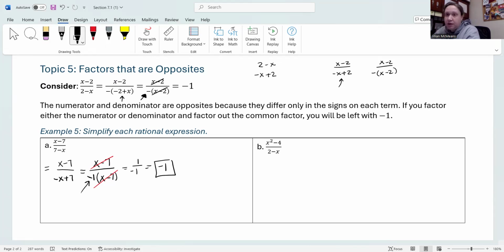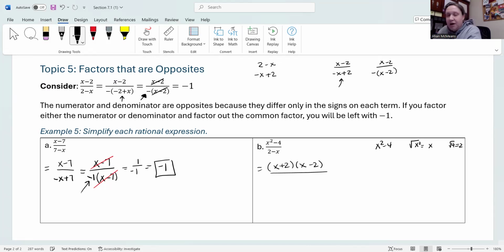Now, looking at part B, we've got a little bit more involved. We look at the numerator and denominator, and they're just not even close to being the same. However, when I look at the numerator, hopefully your gut is like, I see something I recognize here. You've got two terms, you're subtracting, and they're both perfect squares. So the numerator all on its own is the difference of perfect squares. So when I have x squared minus 4, I see that I'm subtracting two terms that are both perfect squares. I find the square roots of those terms. So the square root of x squared is just x. The square root of 4 is 2. So I can now say that the numerator is x plus 2, x minus 2.